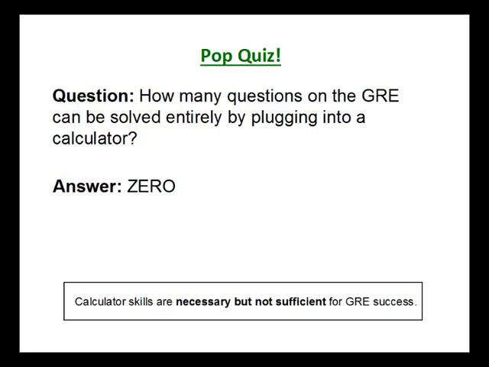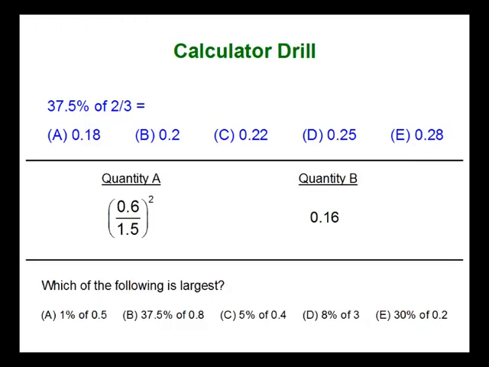Okay, so those are some basic limitations, but let's look at some problems to see why technically there may not be limitations, but you may still not want to use the calculator. For this drill, I'm going to give you 3 minutes to do this, so average of 1 minute per problem. Take that time, note your answers on your page.